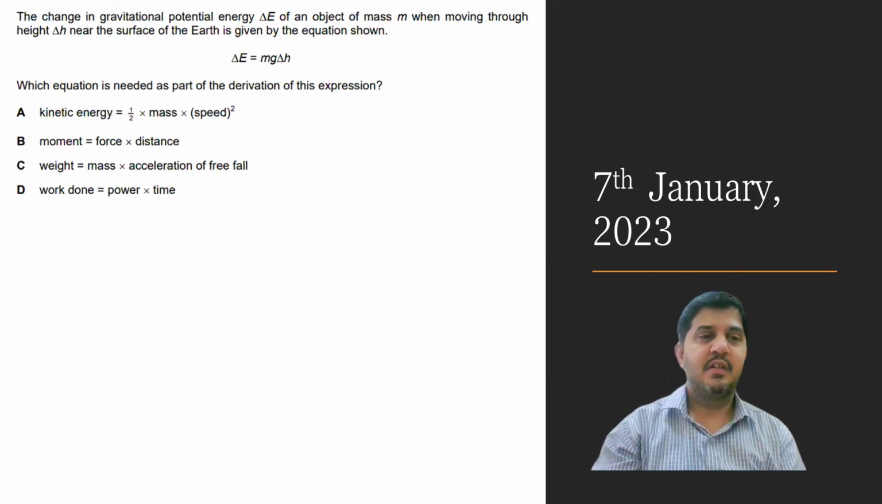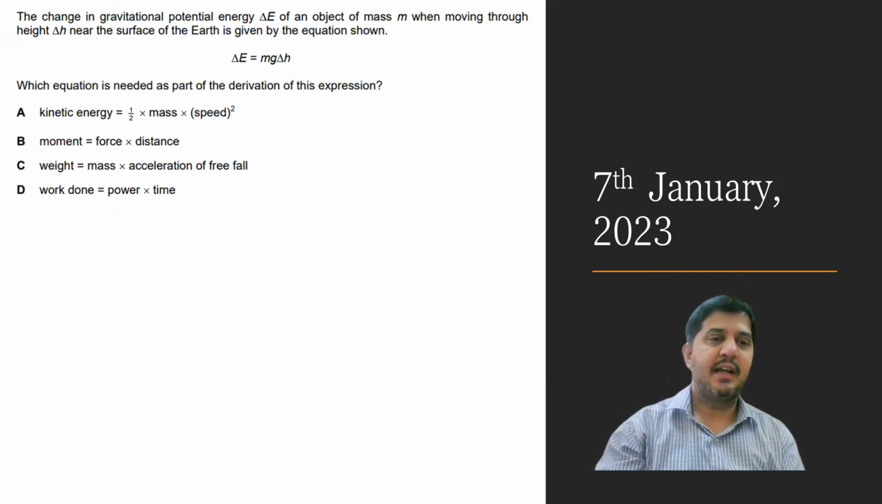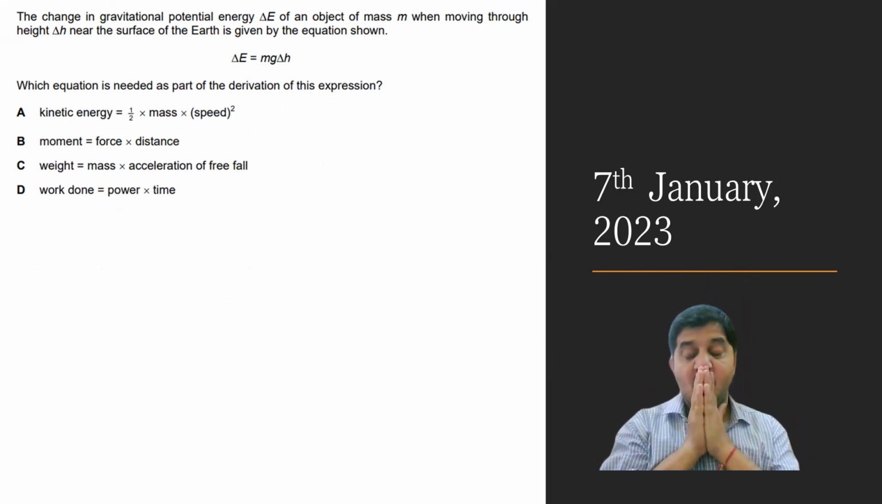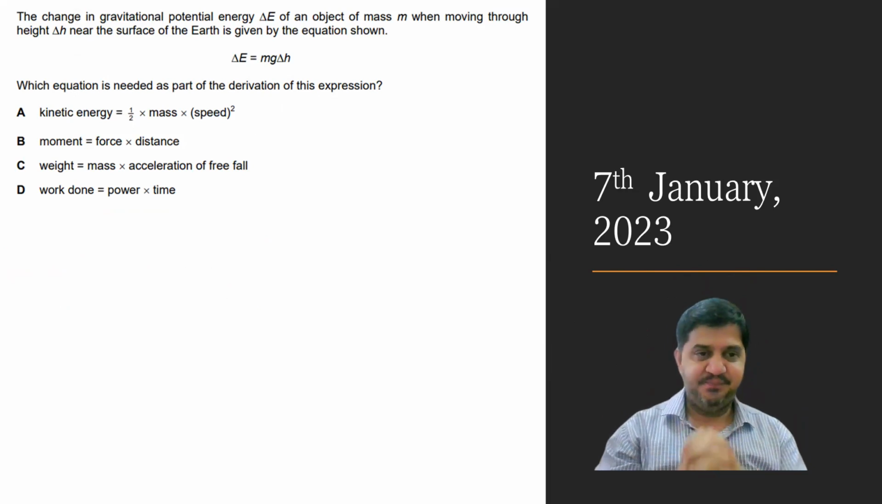The change in gravitational potential energy of an object of mass m when moving through a height delta h near the surface of the earth. So this equation is mg delta h. Which equation is needed as part of the derivation of this expression? Think about it. Many of you may not get this, but still, you can always try understanding how to get this.